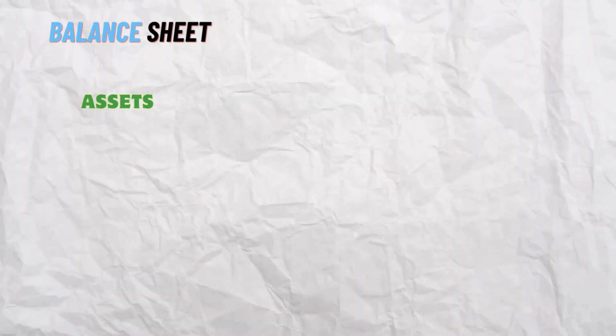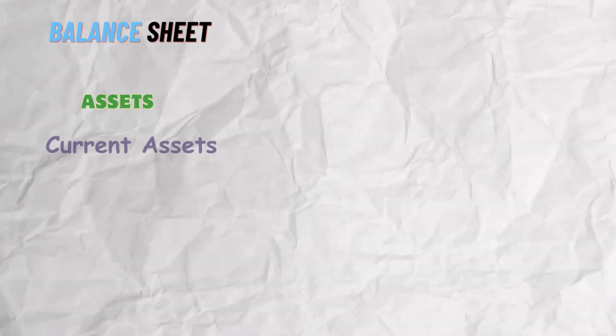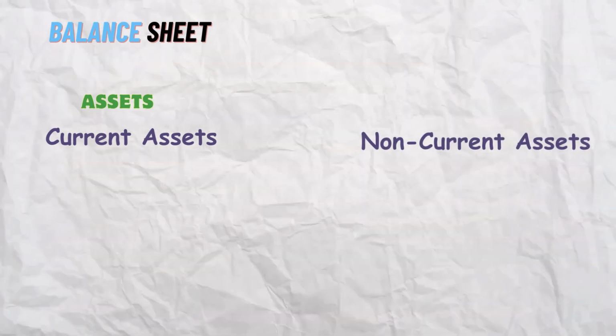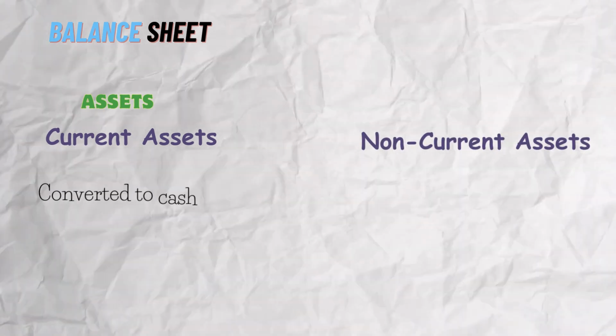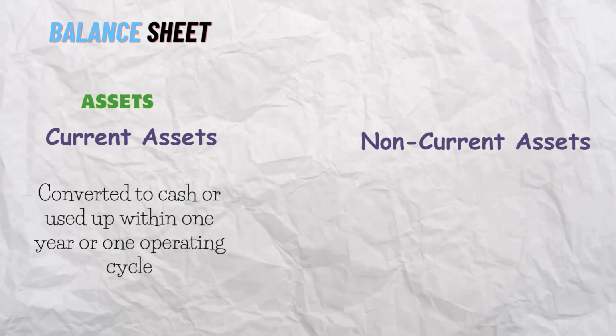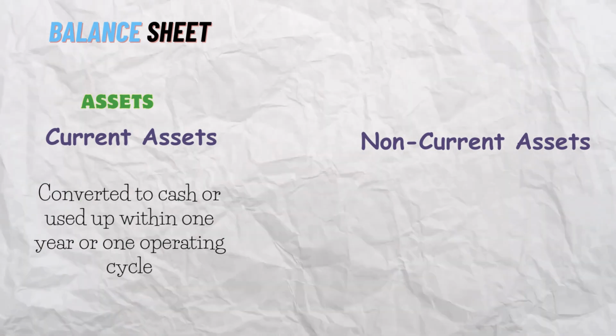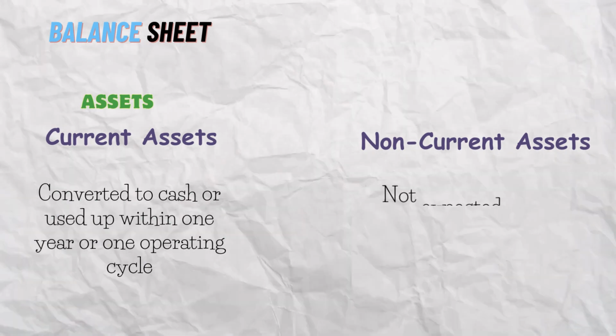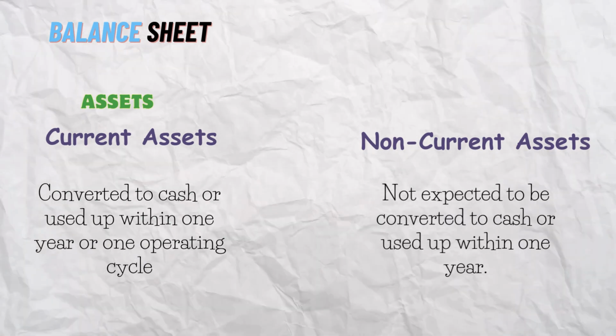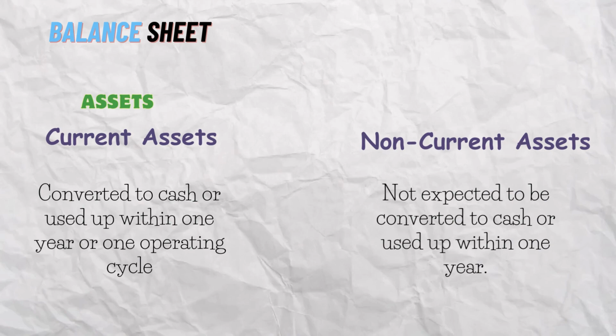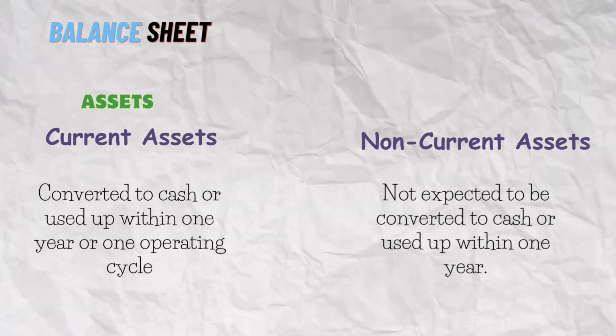Assets are typically categorized into two main types: current assets and non-current assets. Current assets are expected to be converted into cash or used up within 1 year or within one operating cycle of the business, whichever is longer. Non-current assets, on the other hand, are assets that are not expected to be converted into cash or used up within 1 year. They represent the company's long-term investments and resources.